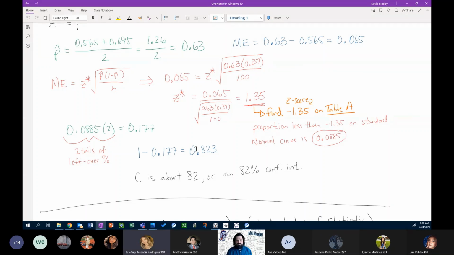What is the two tail of leftovers? What does that mean? So let me find a picture here that'll work for this. When we're finding our confidence interval percentage, that percentage is the center percentage within our curve, within our distribution, right? So on either side of that central part, we have the tails that contain the area that's excluded from our interval.